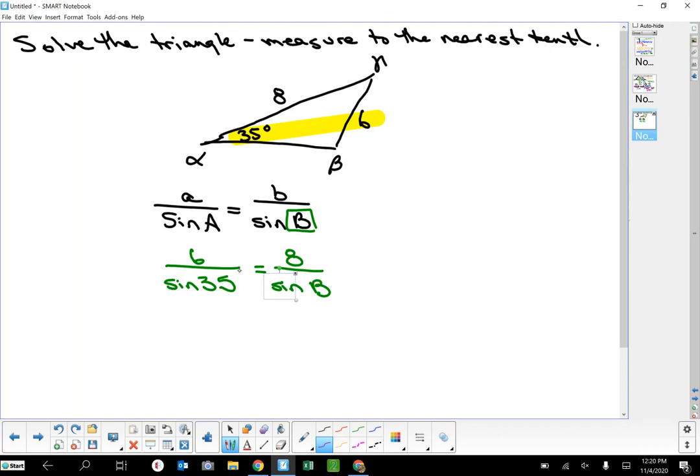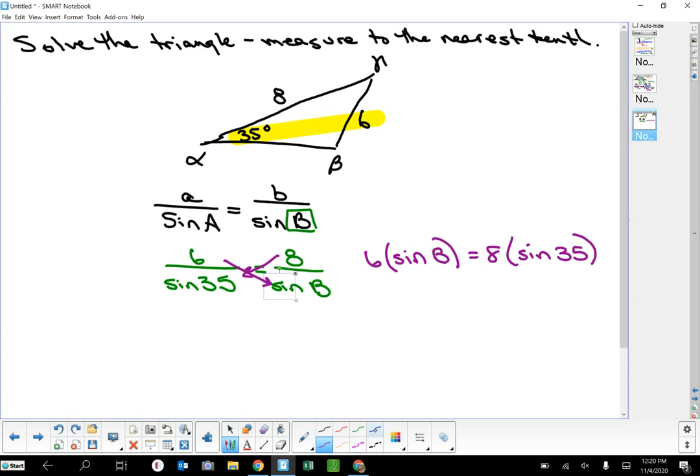That's going to give me 6 times sine beta. So I'm going to just do this over here. So 6 times sine beta, or sine B, is equal to 8 times sine of 35. And it's good if you make sure you put parentheses around those, just like I did. Don't just write 6 sine B or whatever.